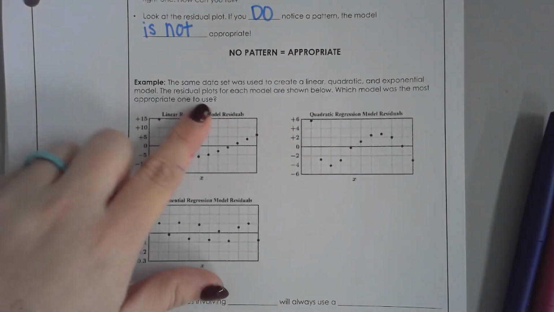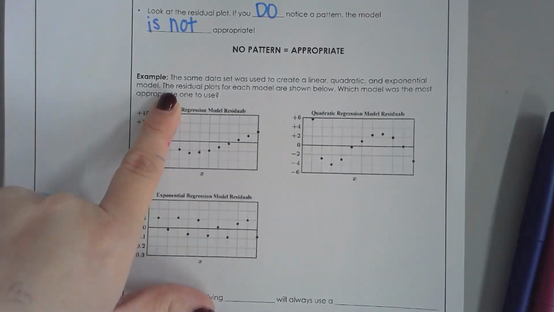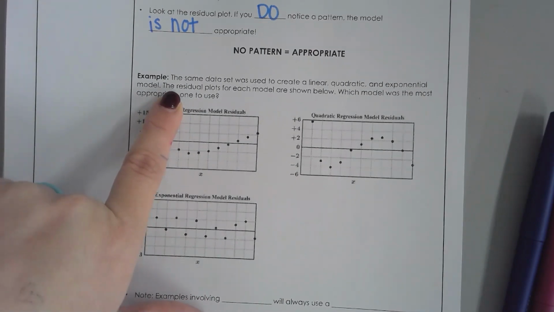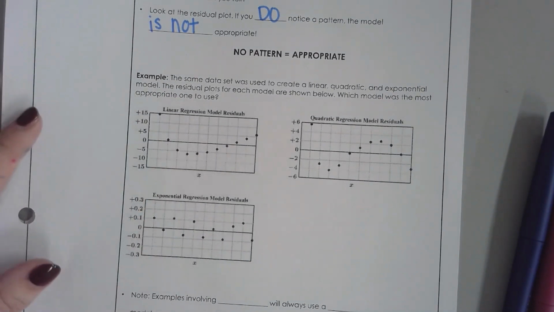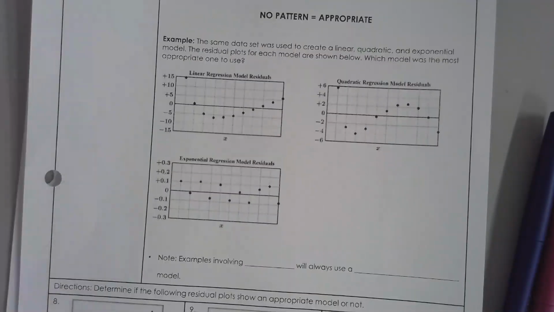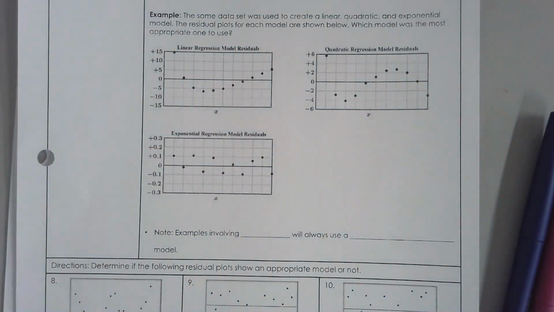So the same data set was used to create a linear, quadratic, and exponential model. We had a data set, and I said, okay, use your calculator and come up with linear, quadratic, and exponential. You all got your own equation, and you did all the residuals, all the actual minus predicted, and you all plotted them. And this is what you would get. These are the three plots. Which one do you think has the least pattern? Linear, quadratic, or exponential?